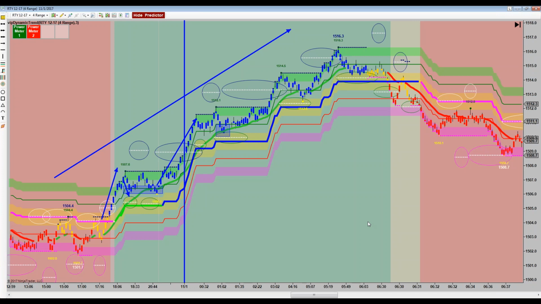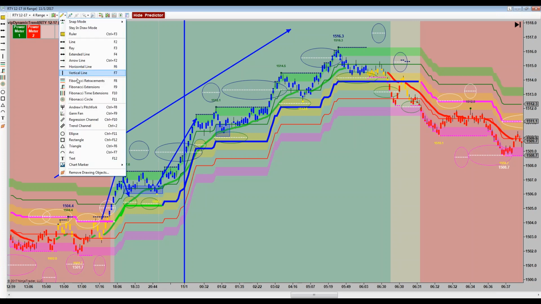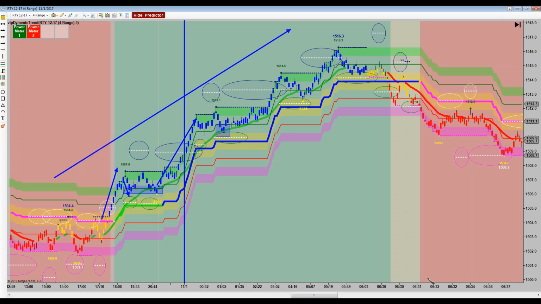Now, let's talk about transitions and trend changes, because they're equally as important as knowing what the current trend is. 6:30 Pacific is the open of the equity markets here in California. So 6:30 on this day was right here.